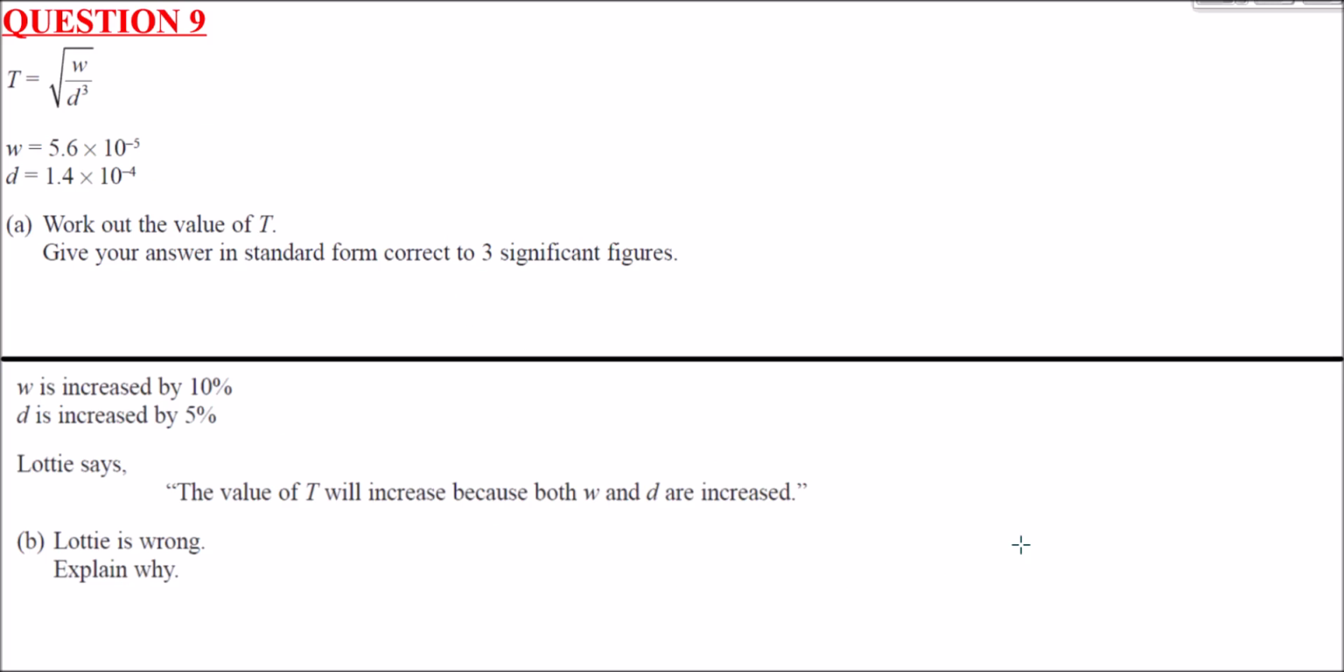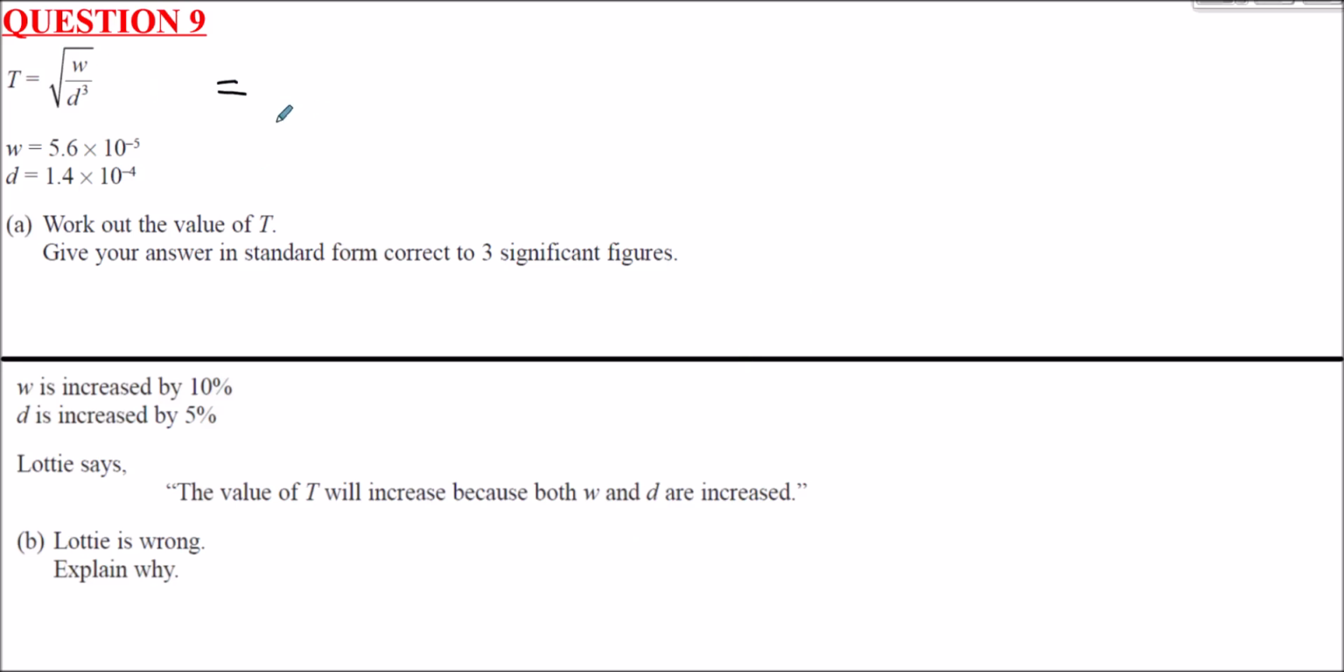Question 9. We've got t is the square root of w over d cubed, where w equals 5.6 times 10 to the minus 5, and d is 1.4 multiplied by 10 to the negative 4. It's saying here to work out the value of t, and give your answer in standard form correct to 3 significant figures. Well, I've got a brilliant way of doing this on a calculator. I'll show you how to do it without first, just so you're not overly reliant on button bashing and not understanding. What we do here is we just simply substitute in the values.